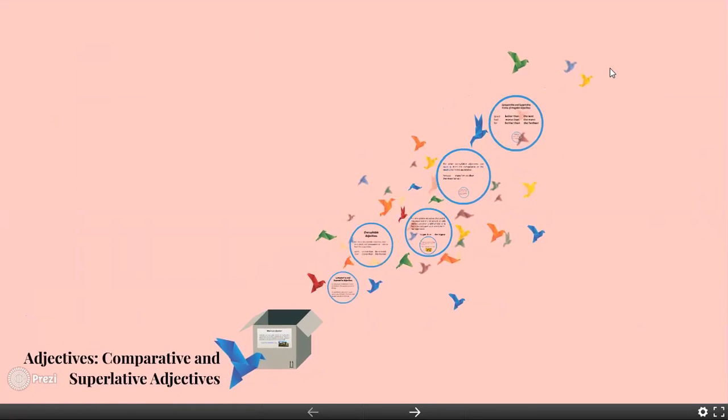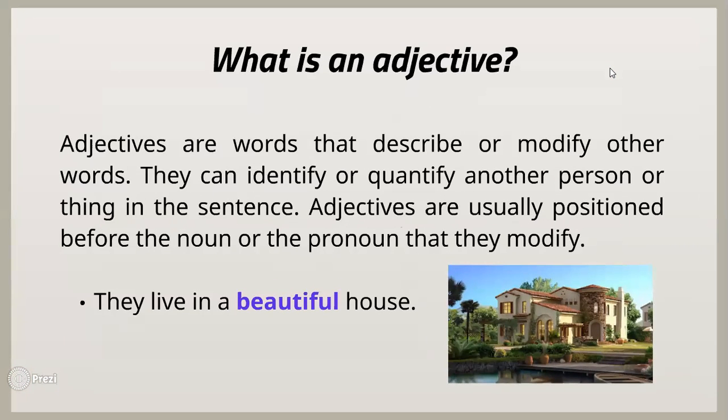So, I'm just going to begin with the definition, okay? As I was asking you, what is an adjective? Jonathan, can you read that information, please? Adjectives are words that describe or modify other words. And they can identify or quantify another person or thing in the sentence. Adjectives are usually positioned before the noun or the pronoun that they modify. They live in a beautiful house. Thank you. So you can see that there we have the definition of an adjective. And as it says, they are words that describe or modify other words.